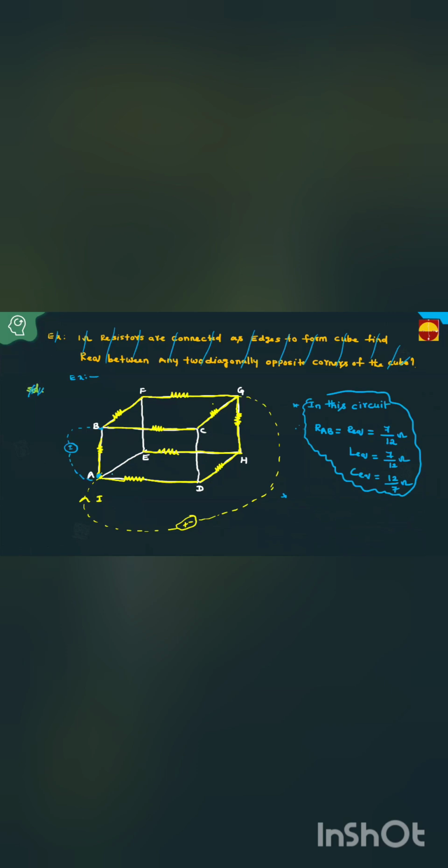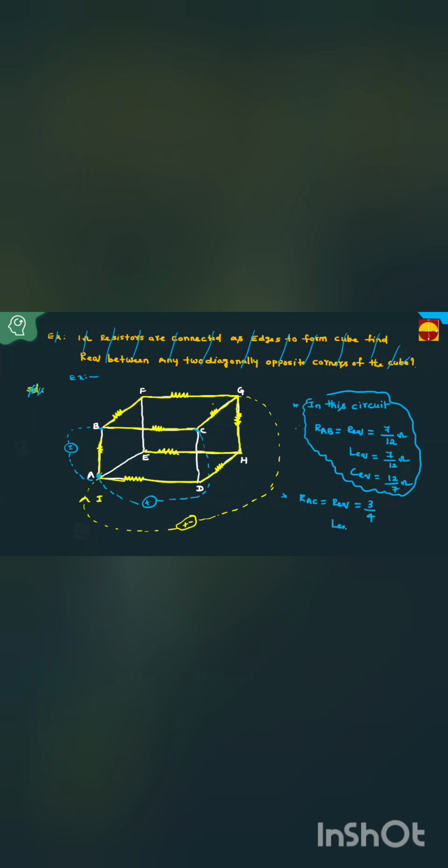Apply the equipotential concept. If it is asked like this, RAC, same side diagonal, not opposite sides. This ABCD is one side, EFGH is the opposite side, but it is the same side diagonal. RAC is asked, between A and C. Apply the equipotential method and try to solve that one. Then we can get RAC equal to 3 by 4.